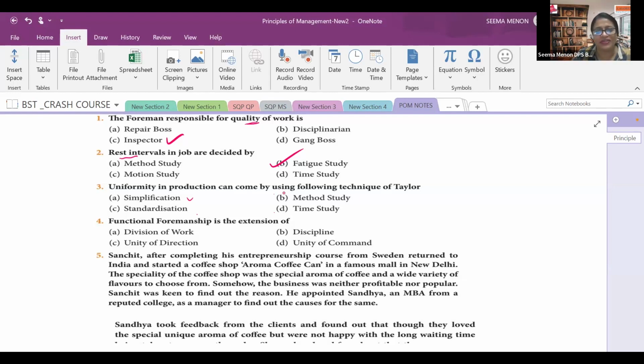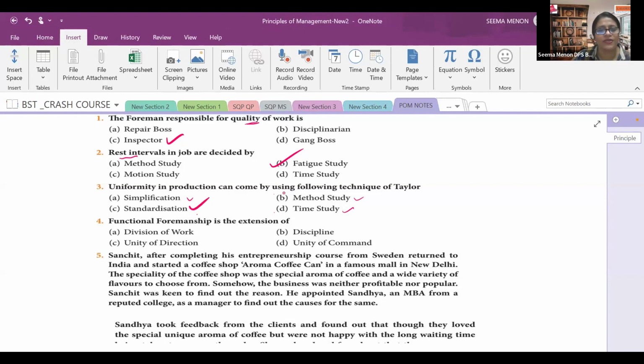Okay. Now method study, the best way of doing the job. Time study means set a standard time. That comes under time study. Now, what is standardization? Standardization means uniformity in manufacturing the output, or it may be in the size, or it may be in the shape. So standardization is the answer.